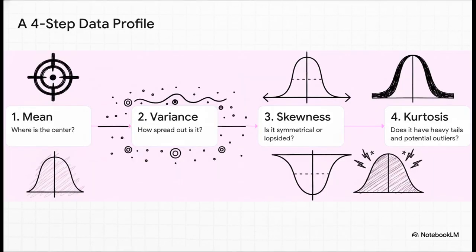So from now on, you can look at any data set and ask these four simple questions. One, where's the center? That's your mean. Two, how spread out is it? That's your variance. Three, is it lopsided? Hello, skewness. And four, what's the risk of a wild, unexpected event? That's kurtosis. It's the whole shebang.